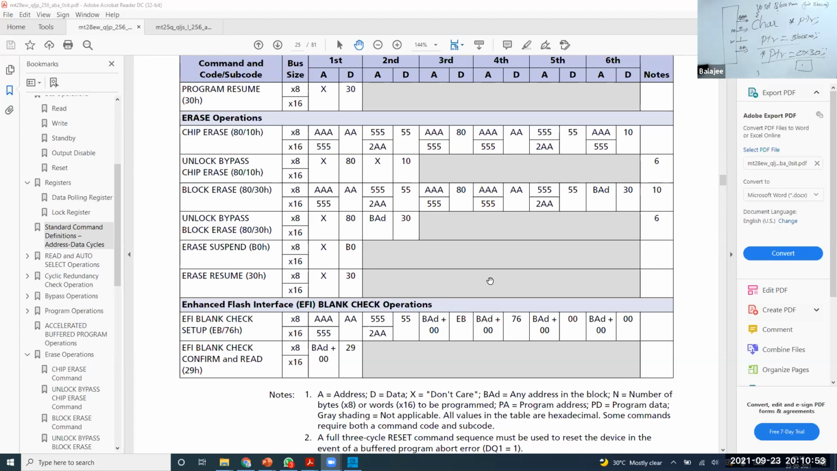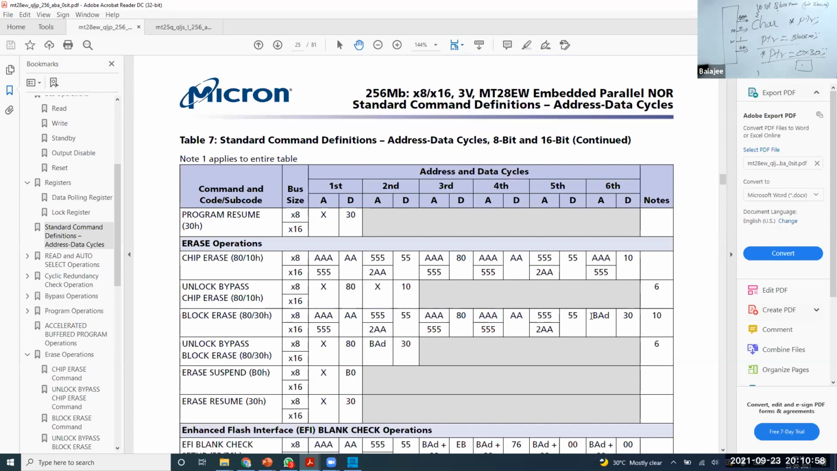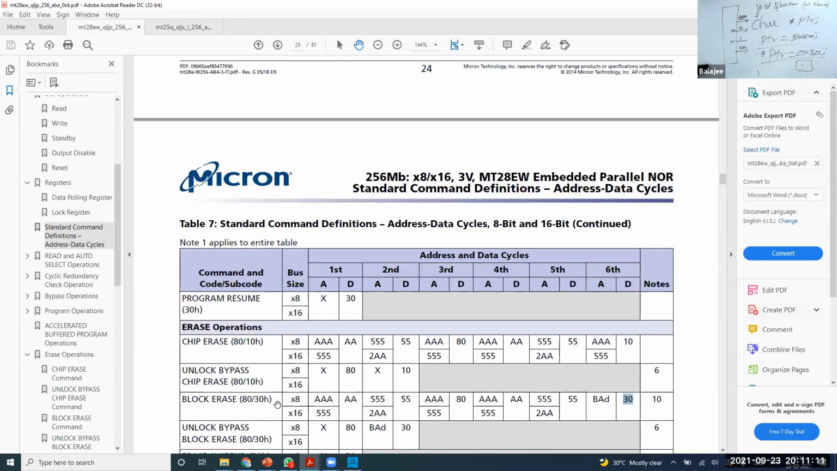You see here the datasheet: the block address and 30. I've given 30, but I also gave all the five things before. This is the sixth operation. I've already given the 5 operations before that, which I didn't write since I don't have space. 1 to 5 I have written, and the 6th finishes it. But please understand, you cannot erase 2 blocks at a time. You can erase only 1 block.